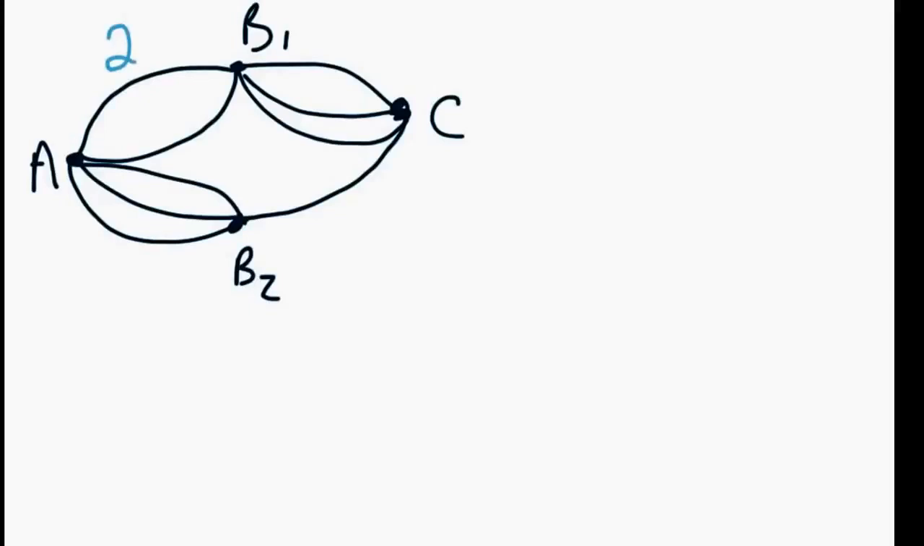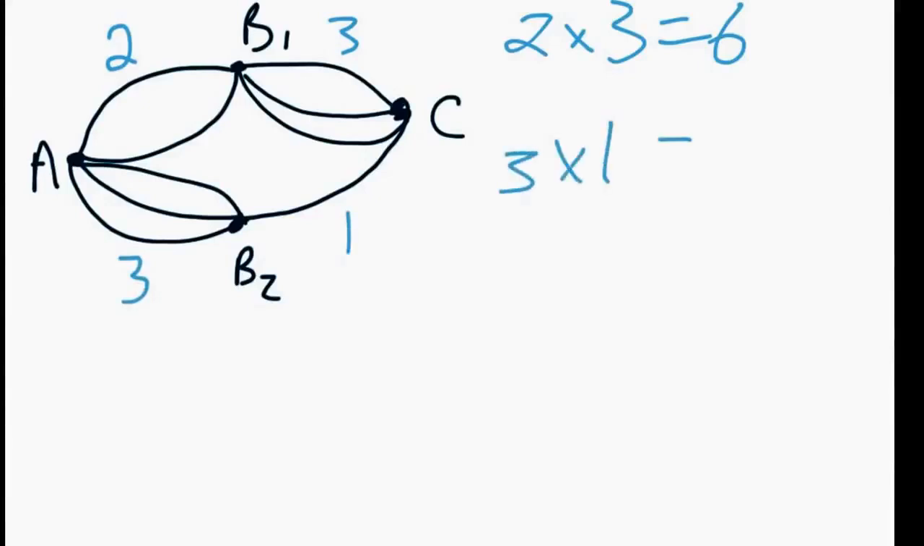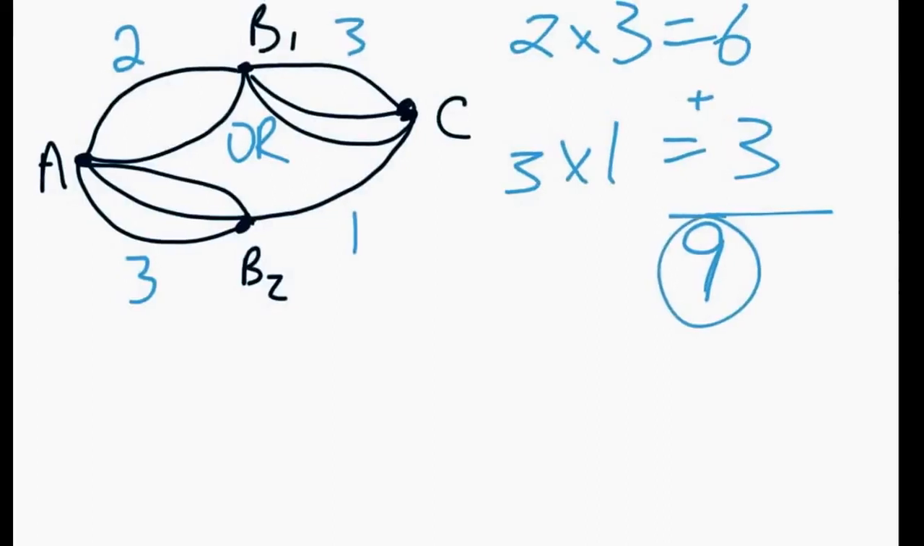So we've got 2 choices to go from A to B1. We have 3 choices from B1 to C. So if we just do the top part, we'd have 2 times 3, which is 6. And if we do the bottom part separately, we've got 3 and 1, so 3 times 1 equals 3. Because we can go one way or the other, it would be plus. So that would give us a total answer of 9.